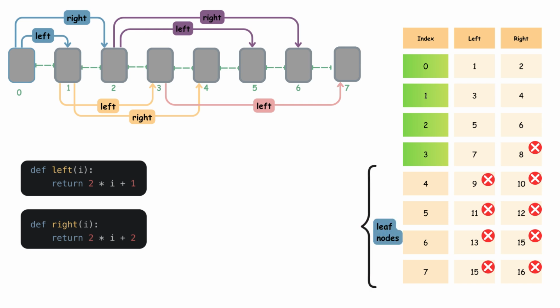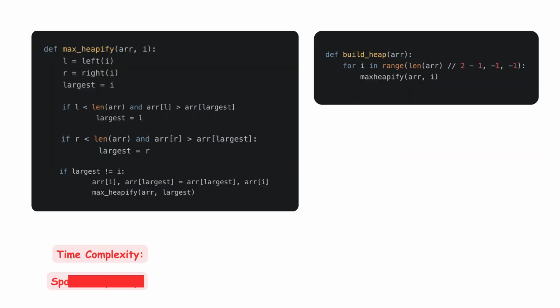They don't have any children. And that's why when we build a heap, we start heapifying from the last non-leaf node, which is at index length of array divided by 2 minus 1, or index 3, and work our way backward to the root to construct the max heap. Let's talk about the time and space complexity of max Heapify.